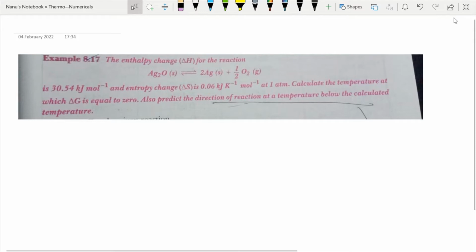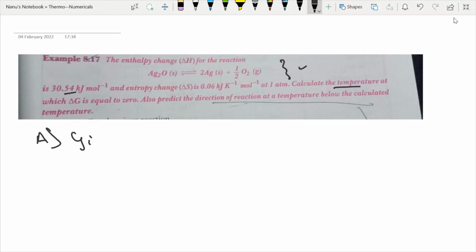So over here the enthalpy change for a reaction is given, as you guys can see. I'll just mark it. The enthalpy change for this reaction is given, and it is said that it is 30.54 kilojoule per mole, right? And entropy change is given, and what else is given over here is your, calculate the temperature. So this is the question mark. So let us first write, as we do, what is given. What is given is our enthalpy change.